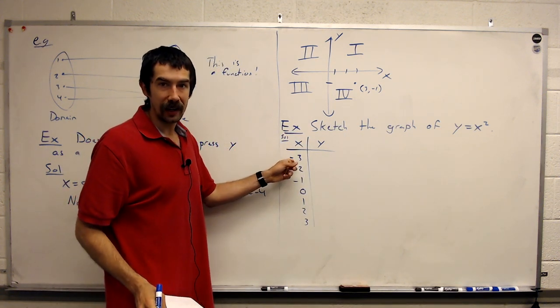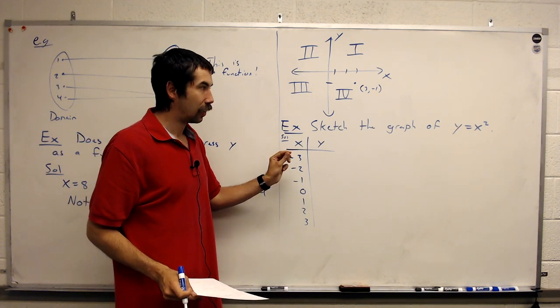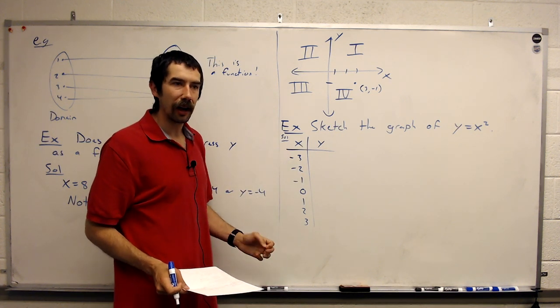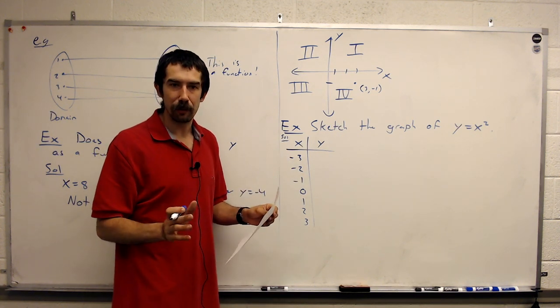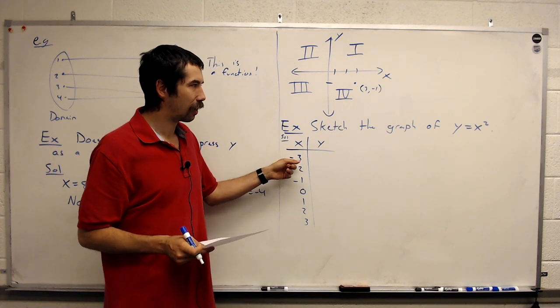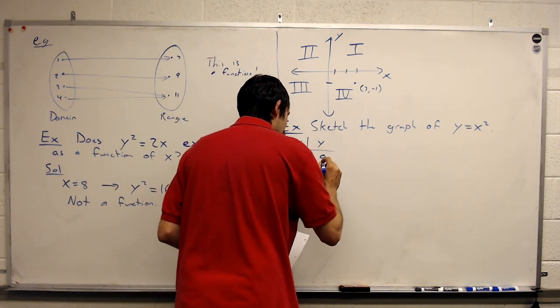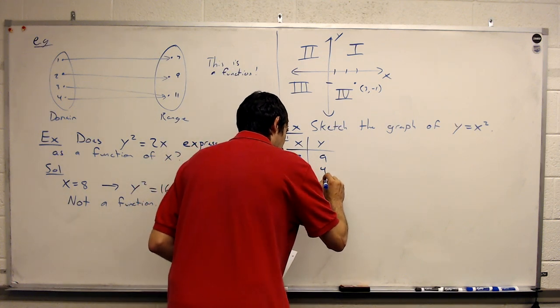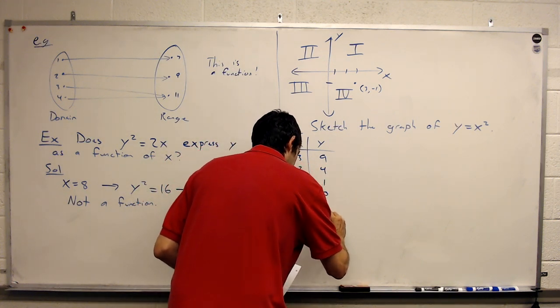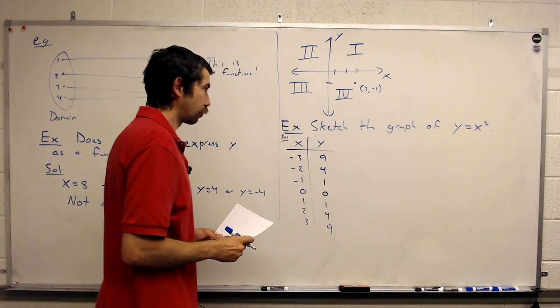(-3) squared is +9. If you type it into your calculator and you get a value of -9, that means you forgot your parentheses. So make sure you put parentheses around your values when you're using a calculator. But (-3) squared is certainly +9. (-2) squared is 4. Then 1, 0, 1, 4, and 9.